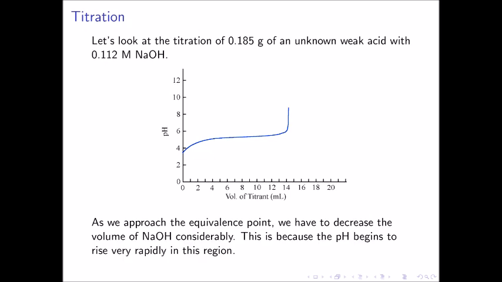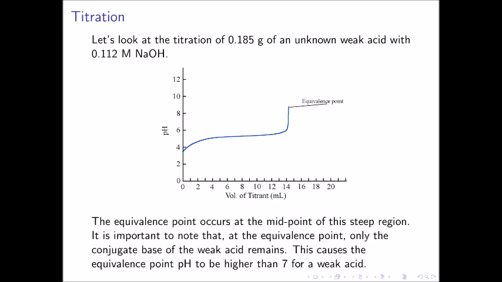As we begin to approach the equivalence point, we notice that the pH of the solution begins to rapidly increase. We have to decrease the volume of the titrant being added considerably in order to avoid jumping over the equivalence point. The equivalence point will occur at the midpoint of this steep region.